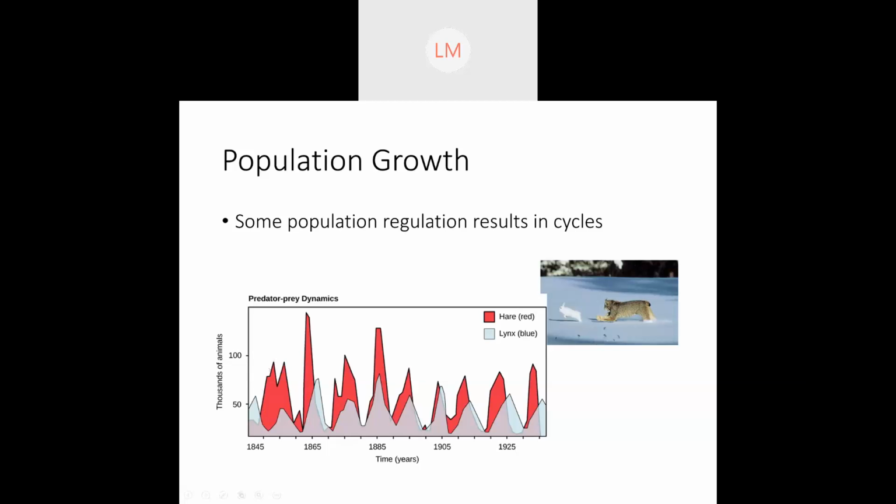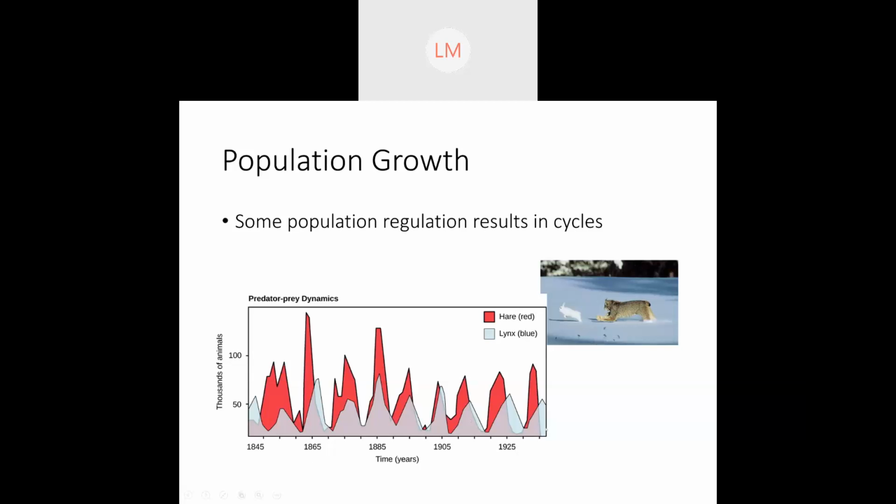Once we have this increase in the hare population, we're able to get more predators, right? So the predator population then comes up. But then once the predator population comes up, the hare population decreases. When the hare population decreases, the lynx population decreases. So we have this cycle that's happening.